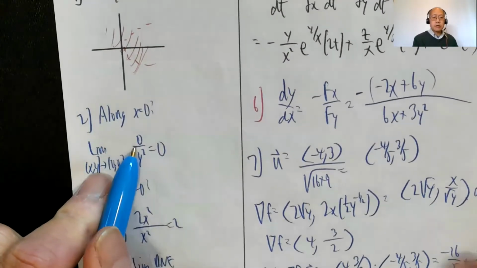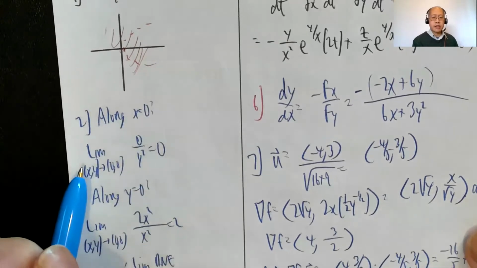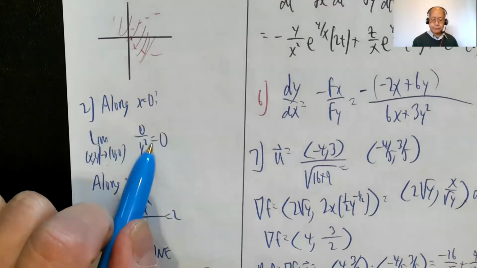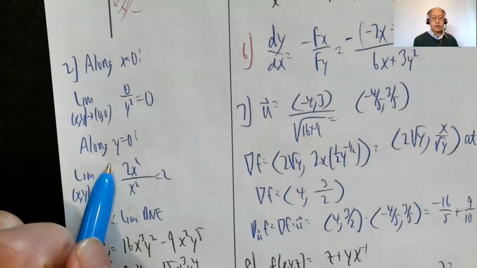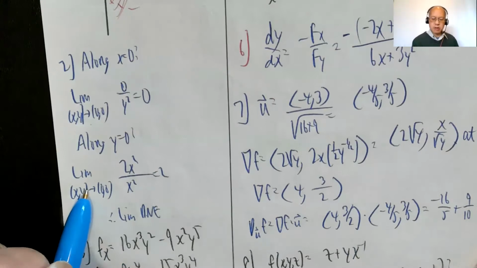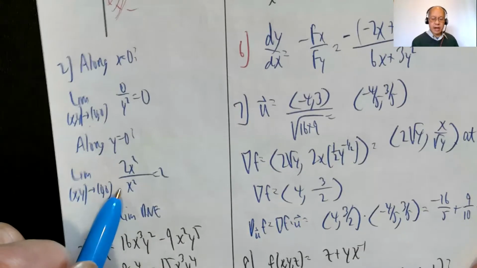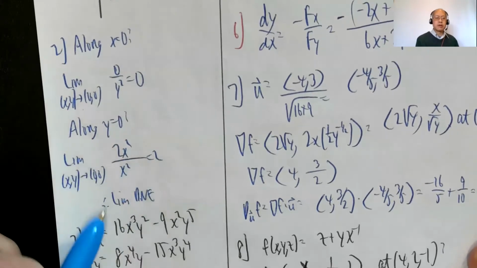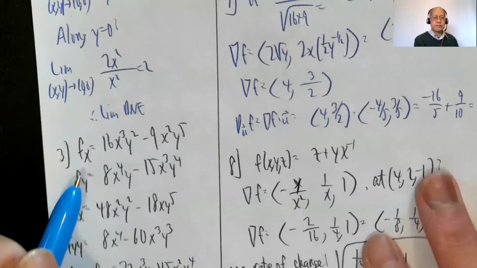Number two, if I come along the path of x equals 0, I have the limit as (x,y) approaches (0,0) of 0 divided by y squared, which is 0. If I come along y equals 0, I get the limit as (x,y) approaches (0,0) of 2x squared divided by x squared plus nothing, which comes out to be 2. So I have two different paths with two different limits, therefore the limit does not exist.